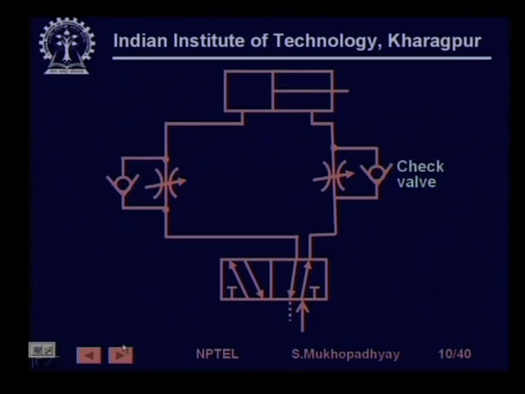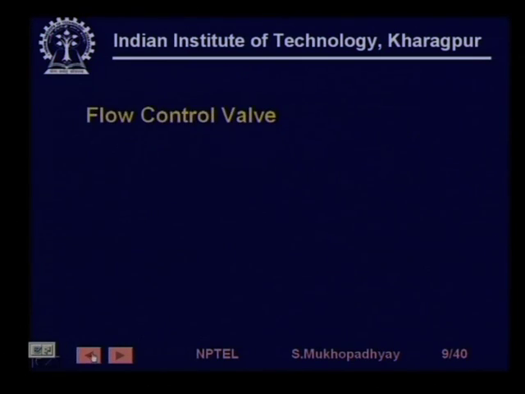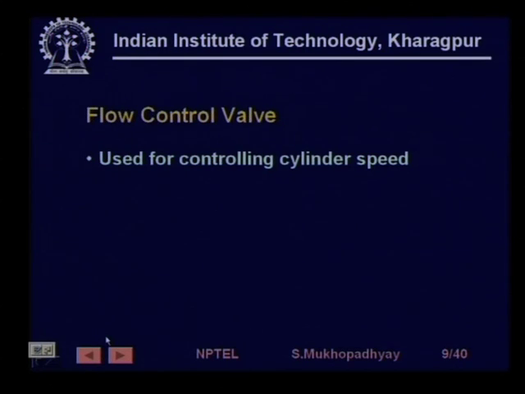Similarly, you have flow control valves. Flow control valves are mainly used to have a controlled speed of the actuator, especially when it is driving a load. So, as we have mentioned in hydraulics, sometimes we want that while it is retracting, it should be at high speed to save time, but while it is driving the load, it should be at lower speed.